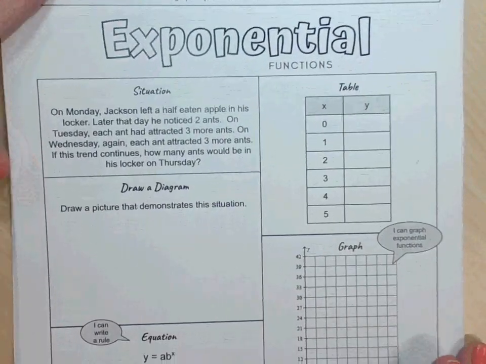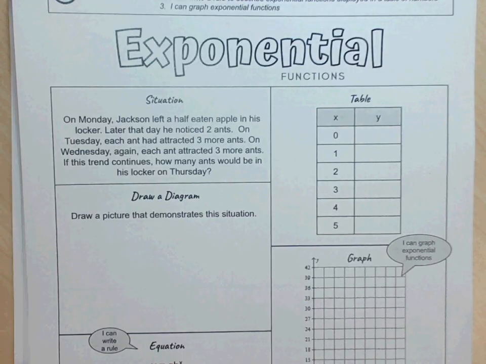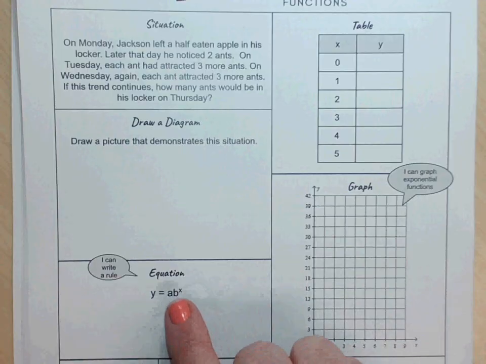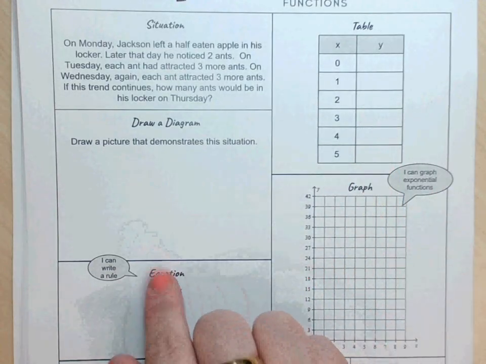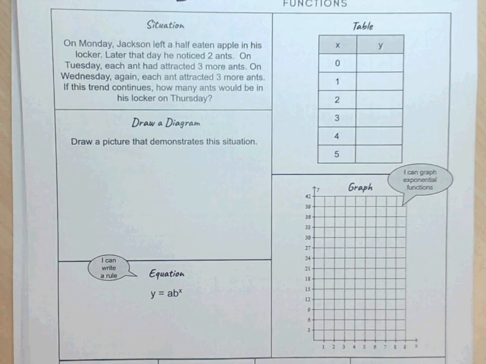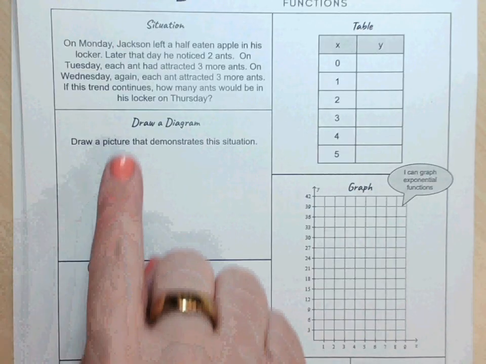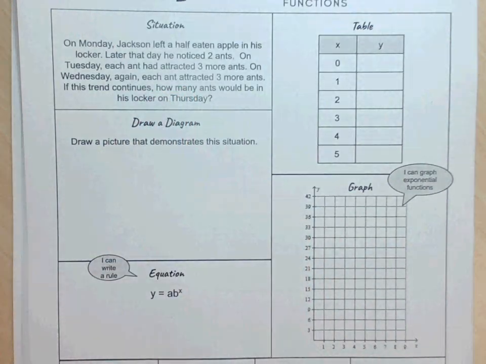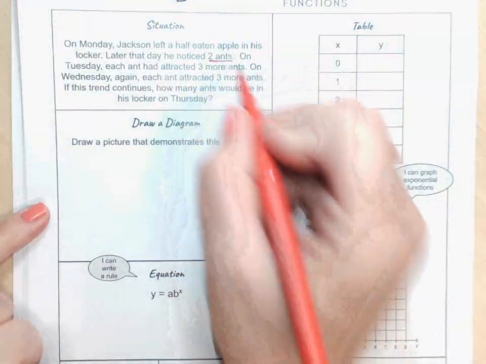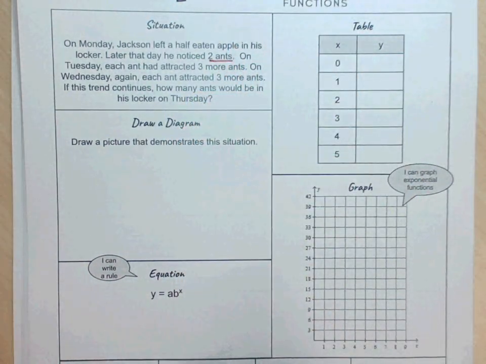Okay, so we're going to just do a bunch of different situations here and show you how they relate, the table, the graph, the equation, the situation, they all relate to one another. So on Monday, Jackson left a half-eaten apple in his locker. Later that day, he noticed 2 ants. On Tuesday, each ant had attracted 3 more ants.